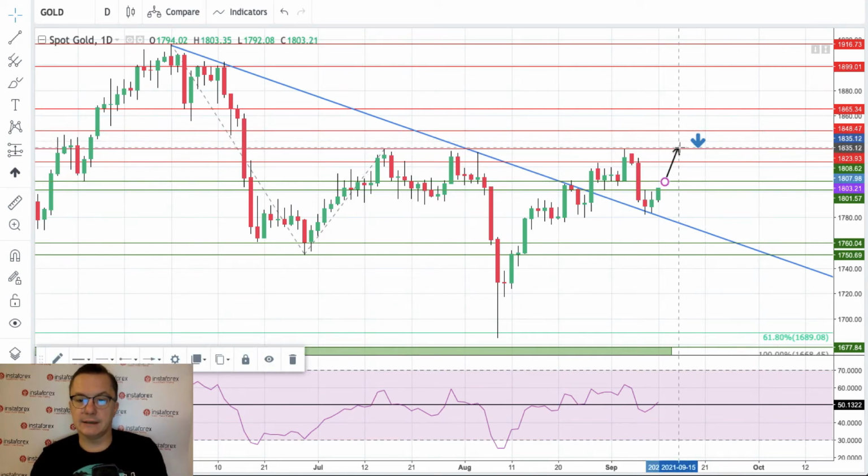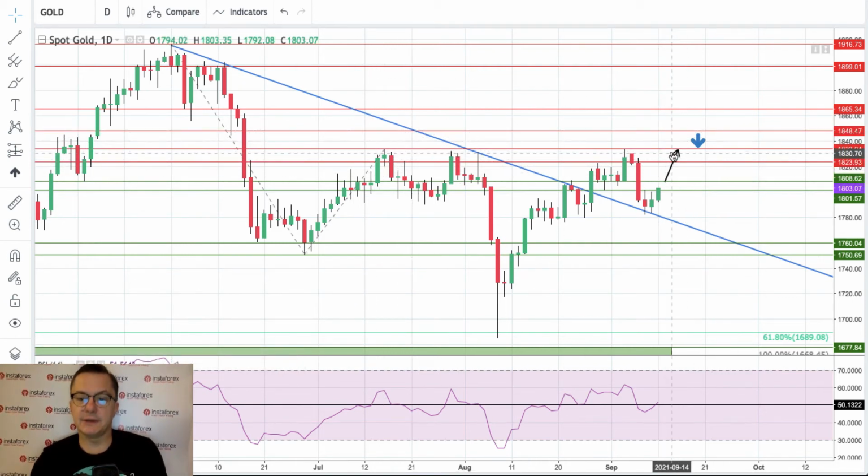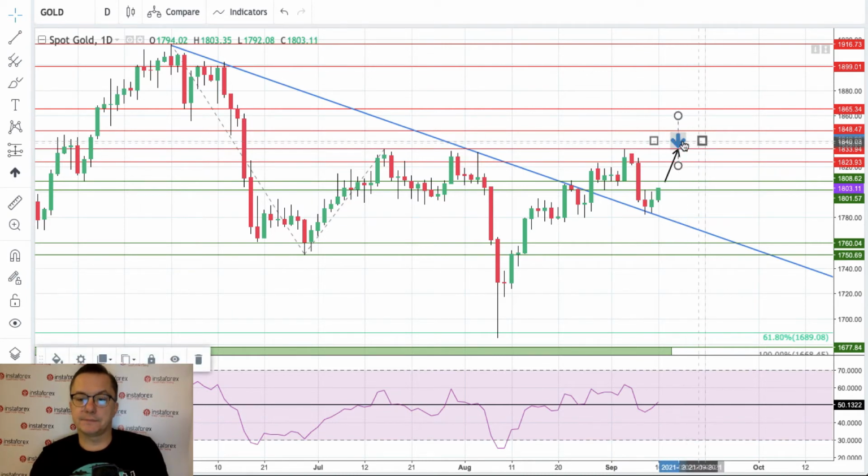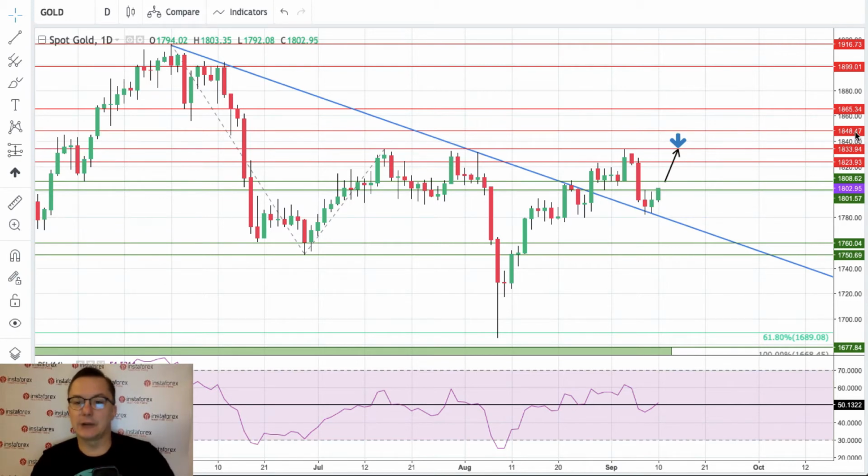The next target is this level of technical resistance, 1,833, but of course if we break above this level, then the next targets are 1,848 or 1,865. So the next technical resistances are present on this chart.